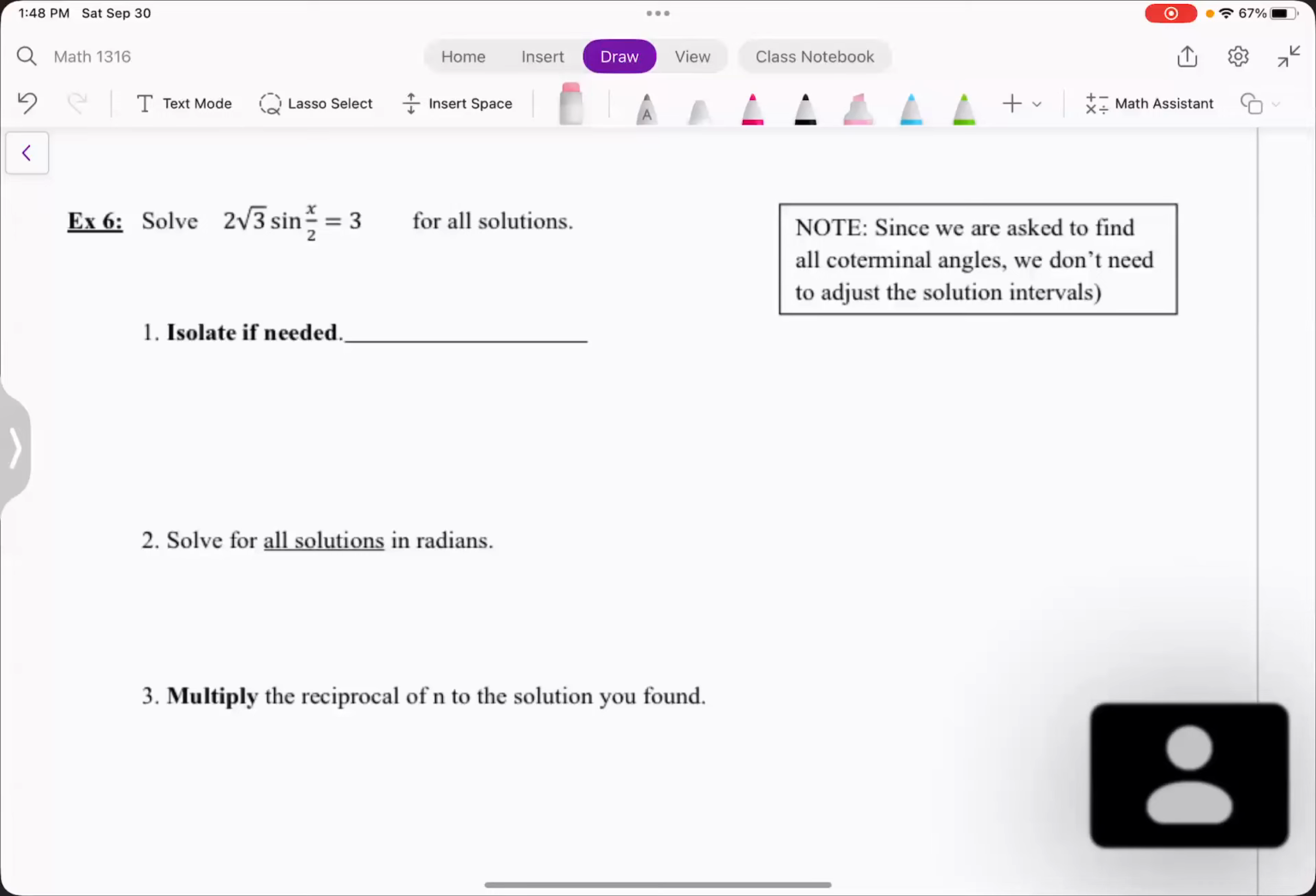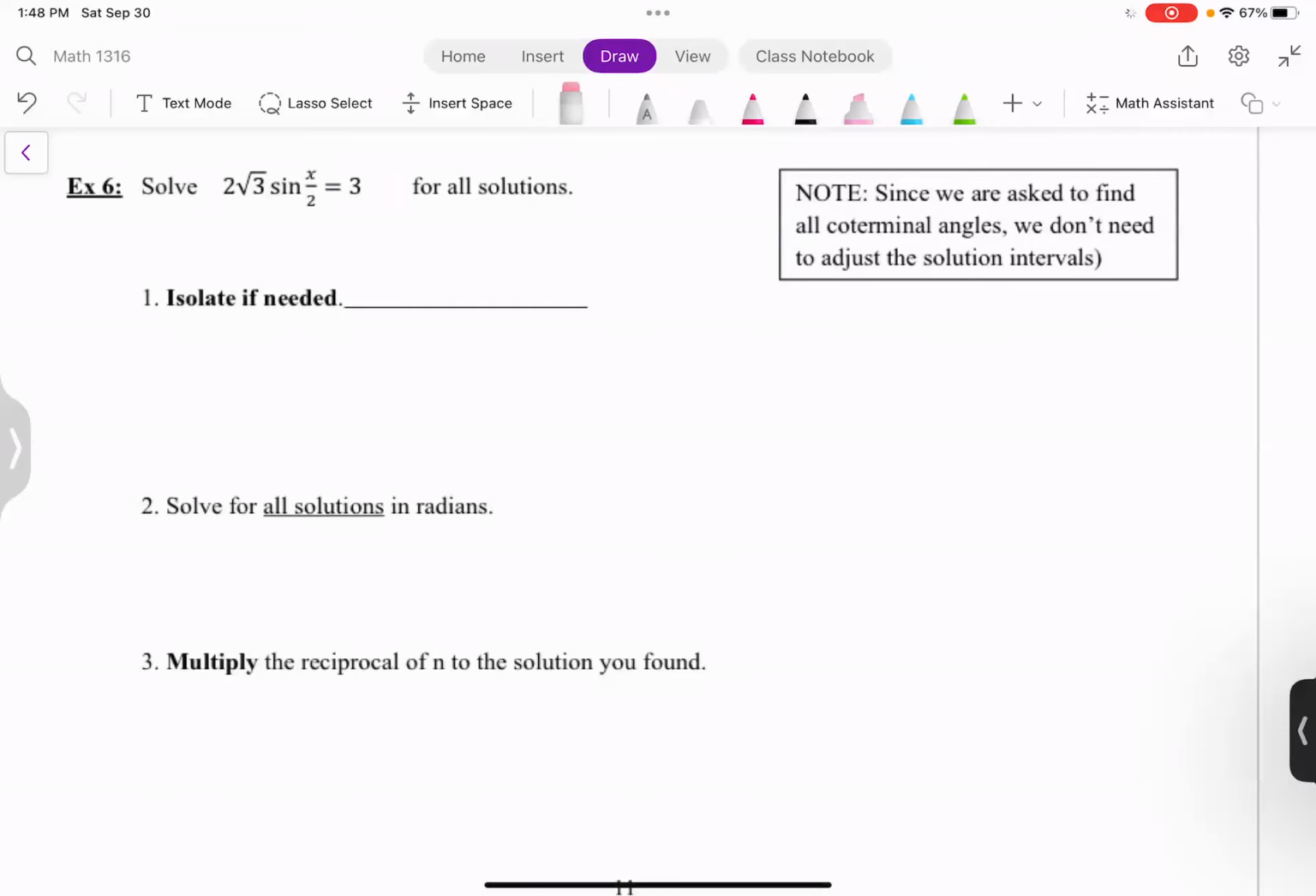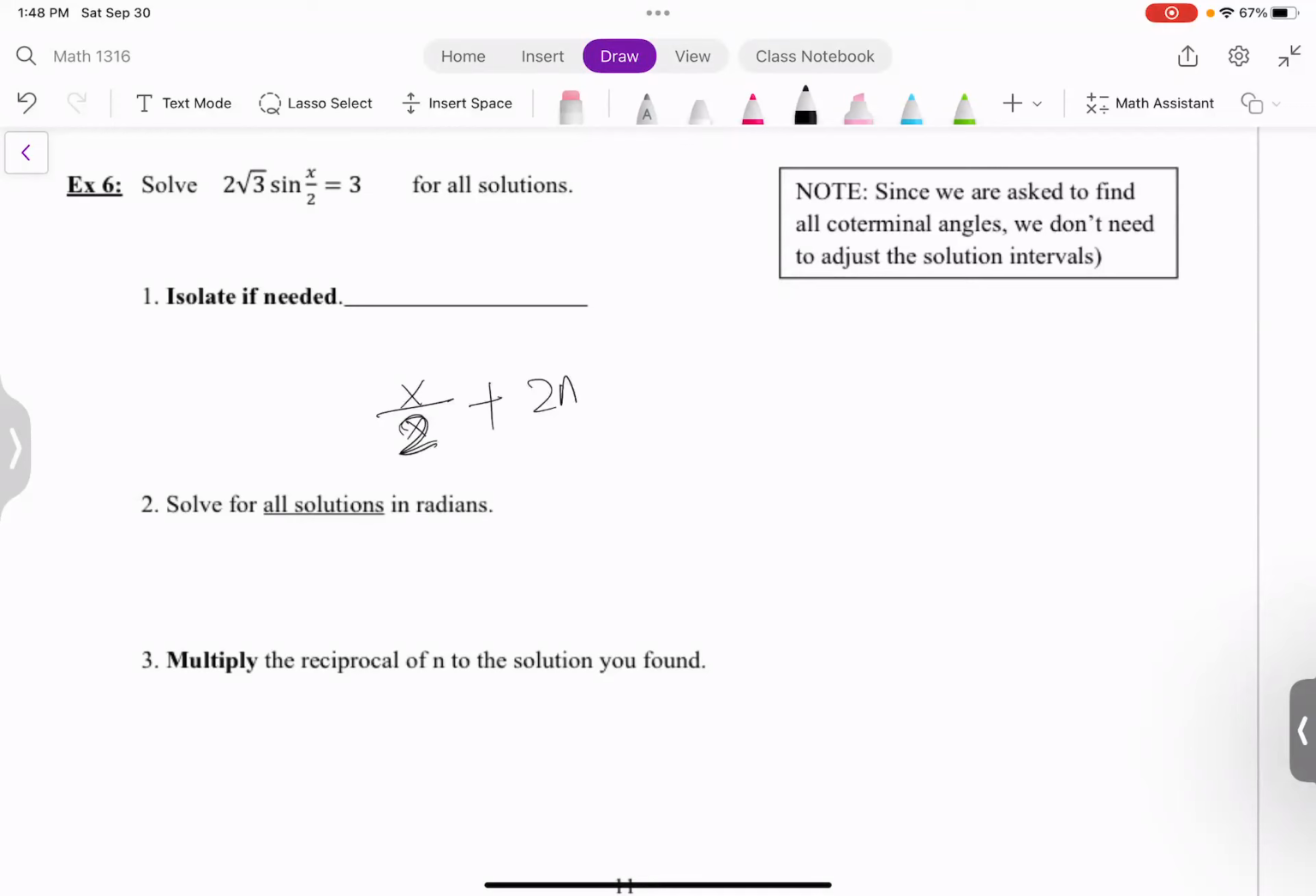Okay, let's see example 6. Solve 2 times square root of 3 sine x over 2 equals 3 for all solutions. That means there is no limit for us, no bound. So easier. Find the solution for x over 2, and then we add 2n pi. Then that is the general solution for x over 2. Then find the solution for x.